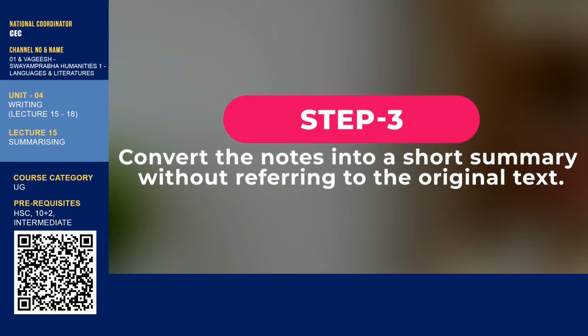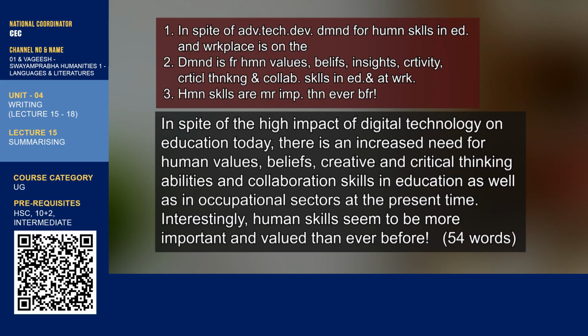And now here is step 3. Let us now convert the notes into a short summary without referring to the original text. Now, this is the summary. In spite of the high impact of digital technology on education today, there is an increased need for human values, beliefs, creative and critical thinking abilities, and collaboration skills in education as well as in occupational sectors at the present time. Interestingly, human skills seem to be more important and valued than ever before.